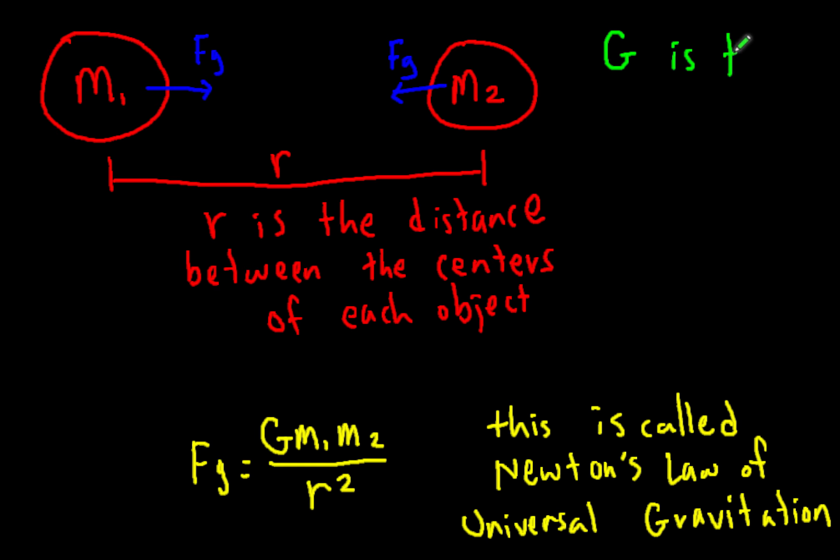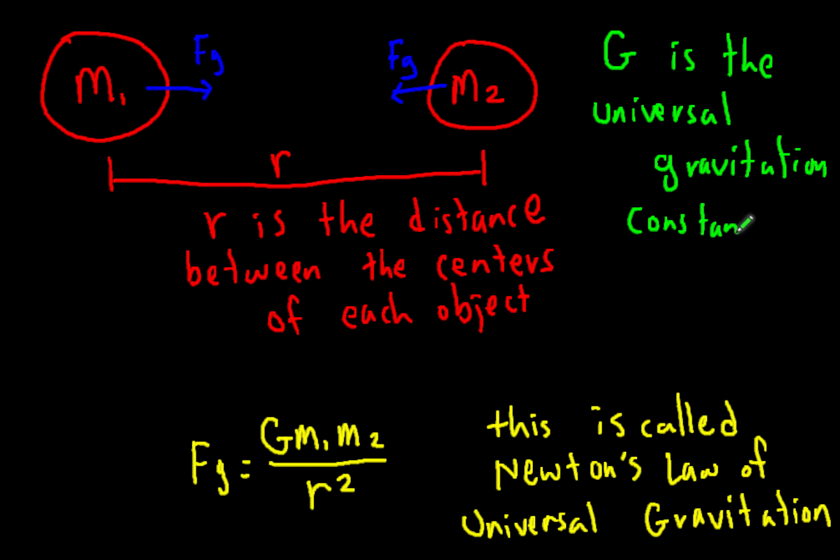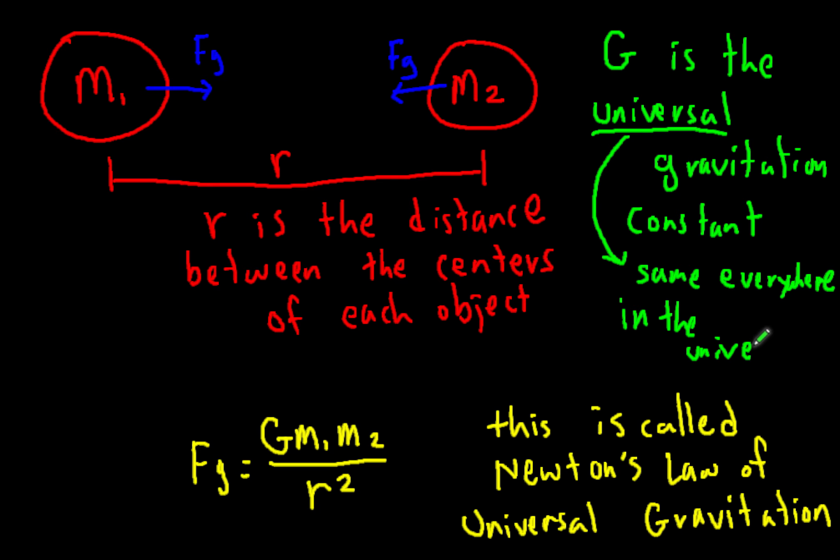Capital G is a constant. A constant is a number that's inserted into a formula to make the formula work. We call G the universal gravitation constant. It's called universal because it works anywhere in the universe, unlike little g, 9.81, which is true only on Earth.